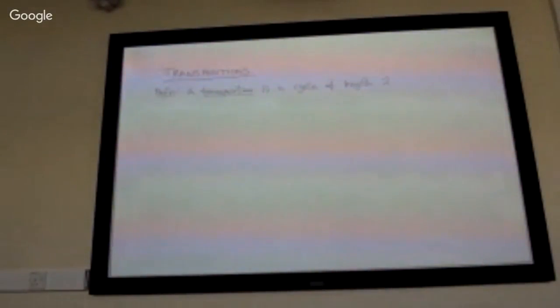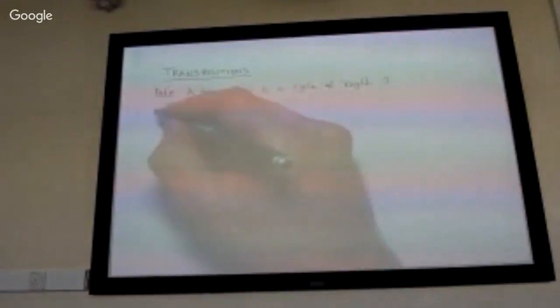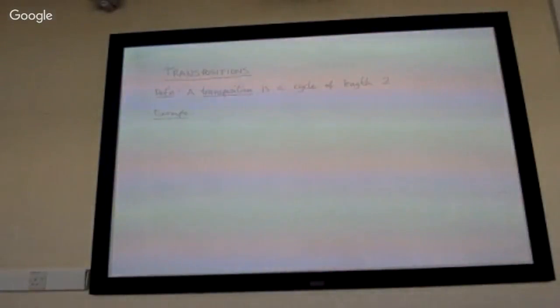Okay, so for example, (3 5). Well, you don't know what (3 5) really is because you don't know which group we are in. We don't know how many elements we have. We have at least 5, but it could come from S6, S7, S8, any of the larger symmetric groups. But okay, let's say that it comes from S5.